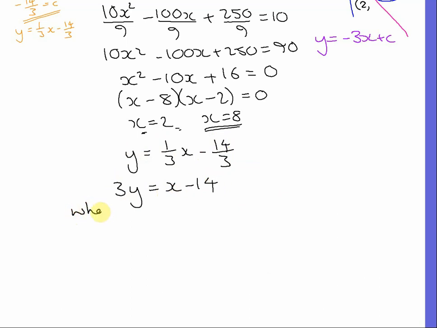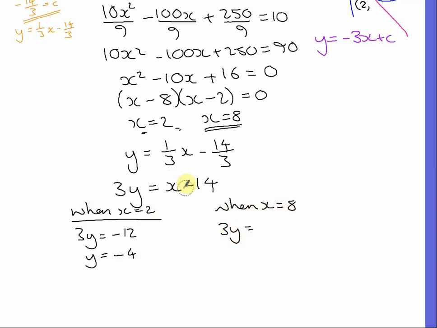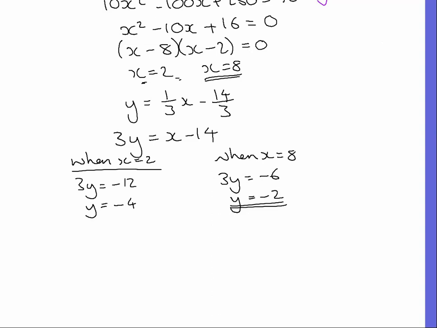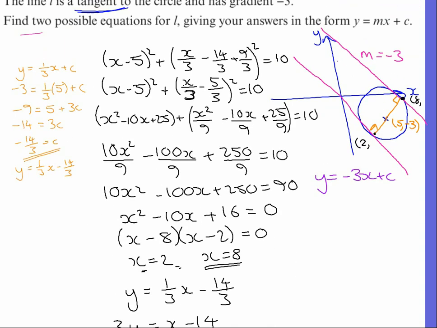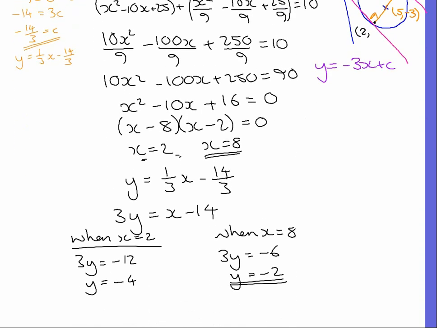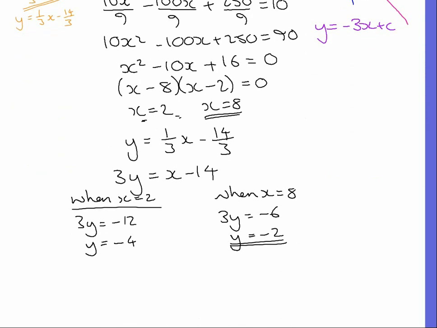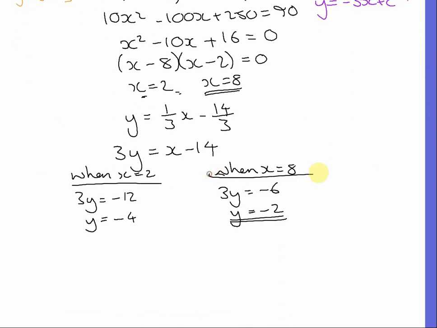So, when x is 2, 3y is minus 12, so y is minus 4. See, much easier to sub in this form than that form. When x is 8, 3y, 8 take away 14 is minus 6, y is minus 2. Okay, so let's just check those out. So we've got 8, minus 2, that looks pretty good in my drawing. We've got 2, minus 4, yeah, that works as well. So I'm pretty happy with my answers.